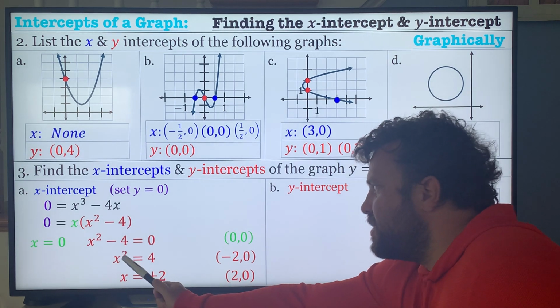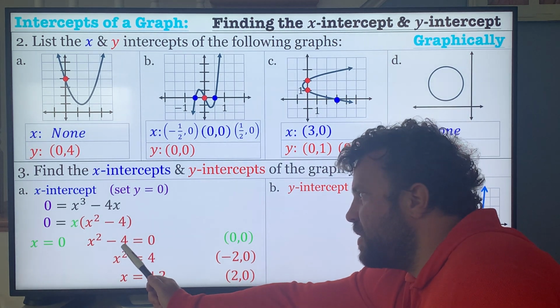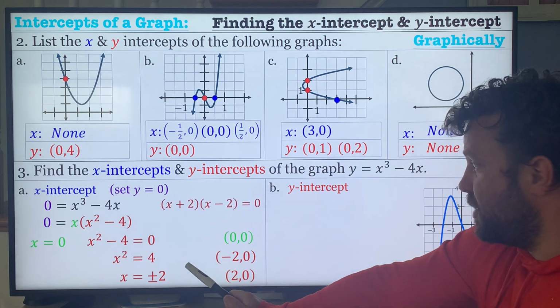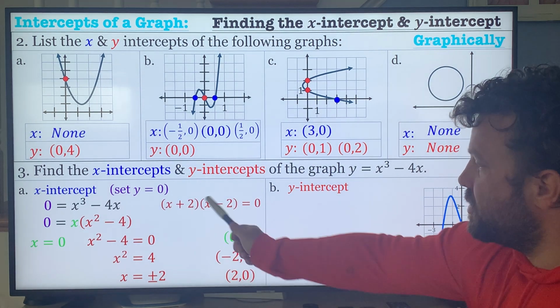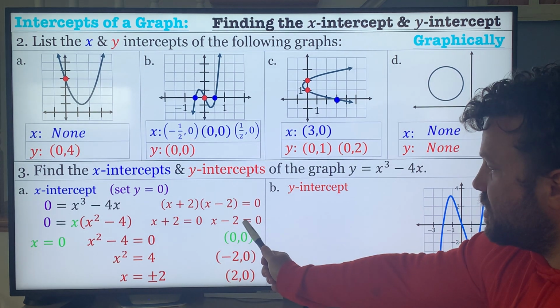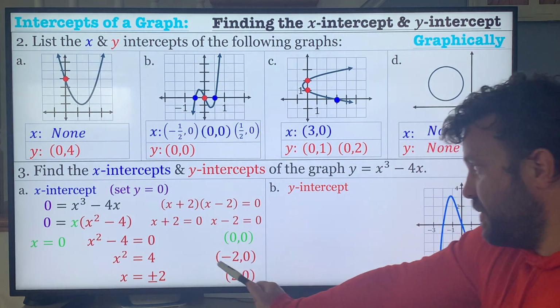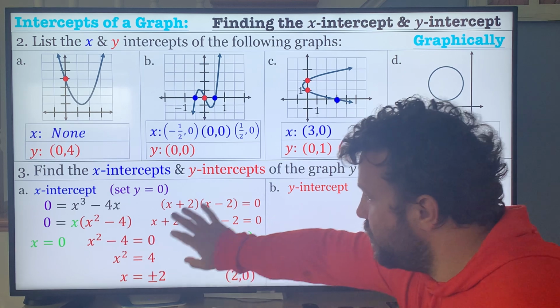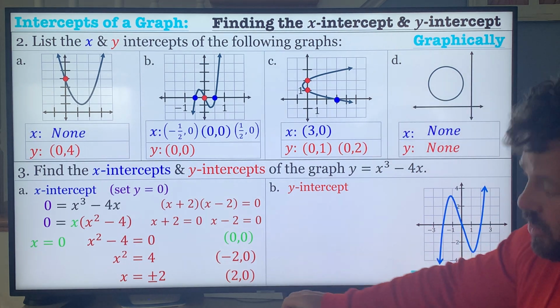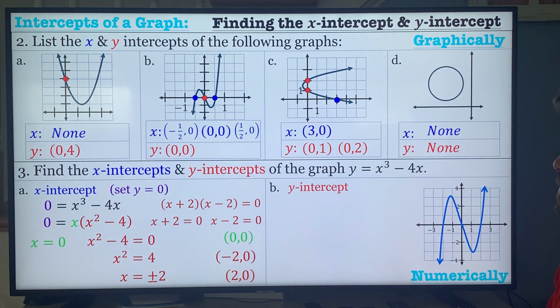Say you didn't want to factor this and add the 4. You can actually factor this because it's a perfect square. (x + 2)(x - 2) equals 0. x plus 2 equals 0. x minus 2 equals 0. And you would still get negative 2 and positive 2 as answers. So this way or this way, either one is okay. You do not have to do it both ways.